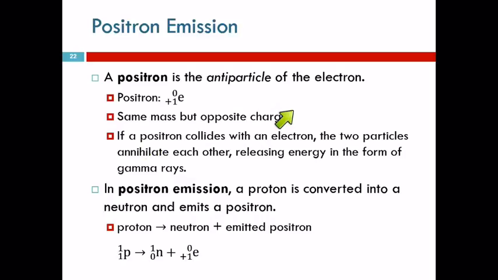If you get the positron colliding with an electron, those two particles annihilate each other. It's like the science fiction matter, antimatter. Poof, they cancel each other out, right? So what happens is the positron and the electron will annihilate each other, and the tiny bit of mass that they did have is converted into large quantities of energy in the form of gamma rays. So a proton, in positron emission, gets converted into a neutron and a positron.